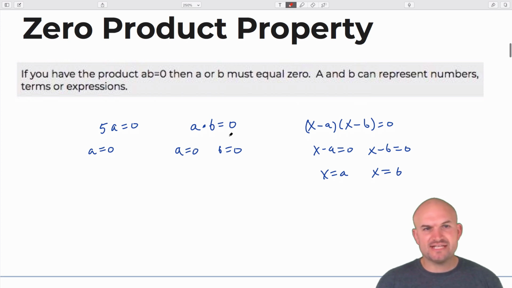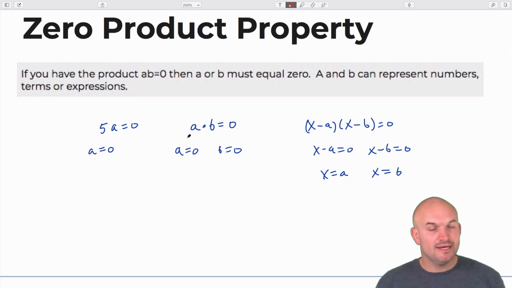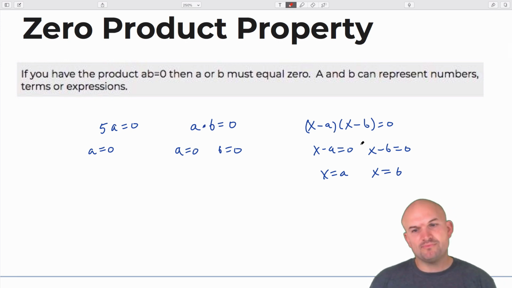So the first thing is just understanding the zero product property. Remember, when you have a product equal to zero, then one or both of those factors have to equal zero. In this case, obviously 5 is not equal to zero, so then A has to equal zero. Here, we don't know what A and B are, so either A is 0 or B is 0, or they're both 0. So it can be with one number, or one variable, two variables, or it could also be with expressions. Like if I had the expression x minus A times x minus B, then either this expression equals 0 or that expression equals 0. So that's what the zero product property tells us.